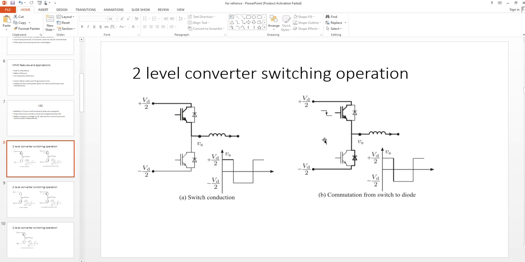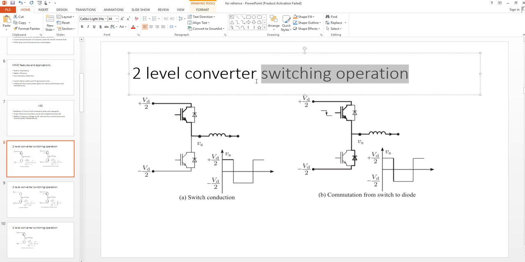Okay, so let us discuss the switching operation of the two level converter, how it works. This is a typical two level converter. It consists of two switches with anti-parallel diodes. In order to generate the positive peak Vd by 2, we have to turn on this upper switch, so the current will flow through this, and this waveform will appear. This peak Vd by 2 appears when the switch is turned on.